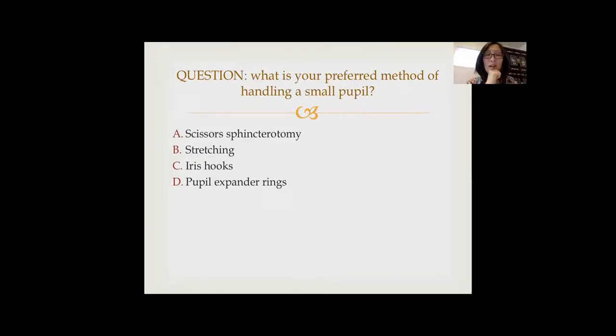Do you do a sphincterotomy with scissors? Do you stretch with hooks? Do you put in iris hooks, or do you have access to pupil expander rings, such as a Malyugin ring? All of these are equally valid. It, of course, depends upon what you have access to and what is available to you, and of course, the clinical situation at hand.